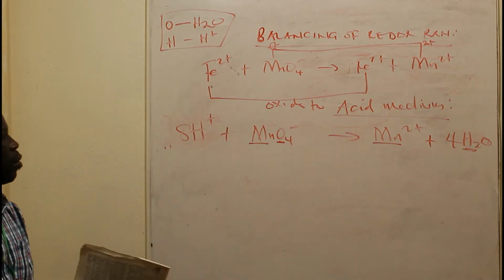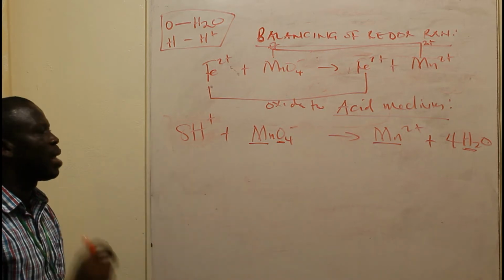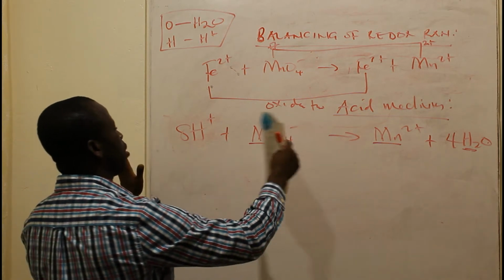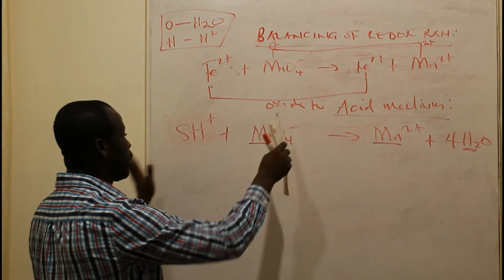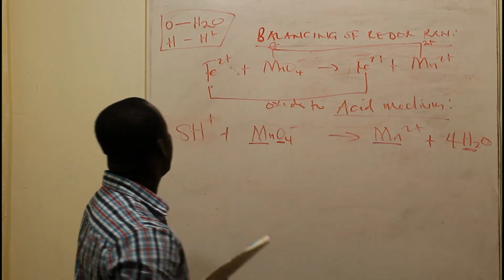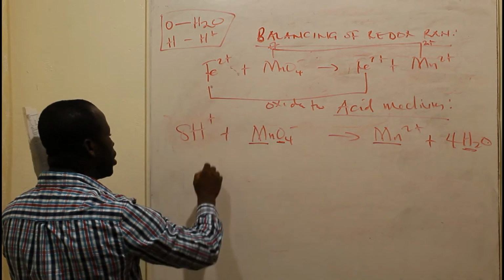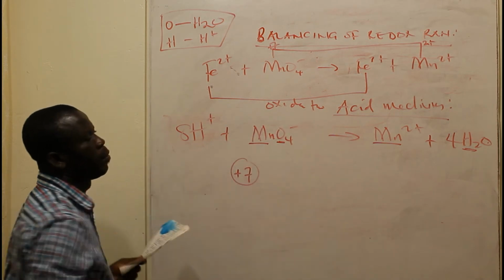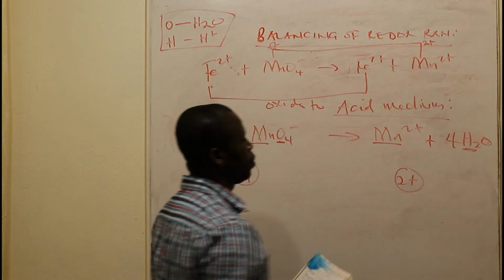We are not done with this. After balancing oxygen and hydrogen, we balance charges. We make sure the total charge at the reactant side is equal to the total charge at the product side. So let's look at the total charge here. A total of 8 positive and 1 negative, making 7 positives here. When we come here, a total of 2 positive here.